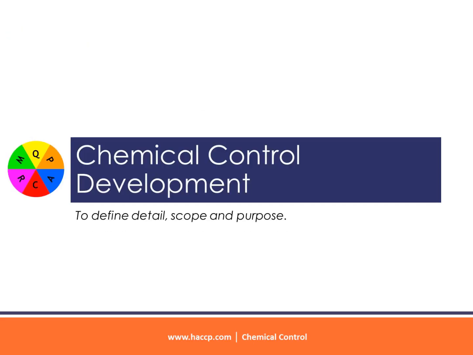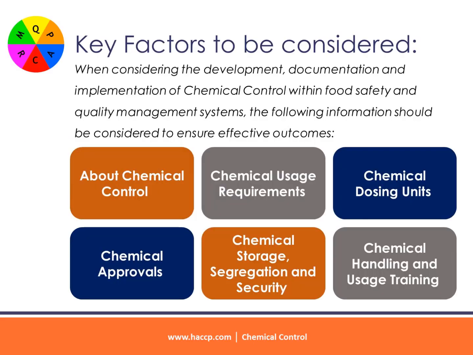Chemical control development. When considering the development, documentation and implementation of chemical control within food safety and quality management systems, the following information should be considered to ensure effective outcomes. About chemical control. Chemical usage requirements. Chemical dosing units. Chemical storage, segregation and security. Chemical handling and usage training.